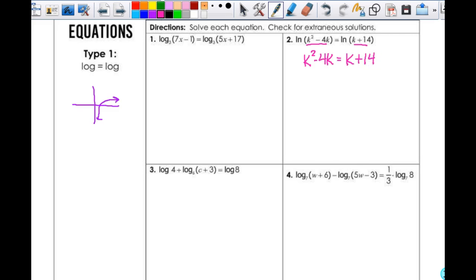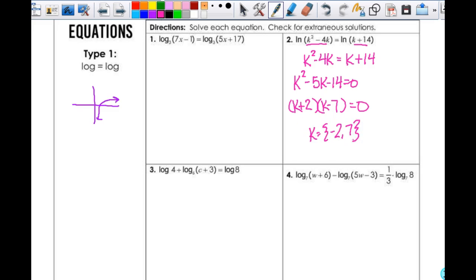Okay, so then now we're done with the log rules. The rest is algebra. This is what kind of equation? Quadratic. So we set it equal to 0. K squared minus 5k minus 14 equals 0. Then we factor that, and we get k plus what? 2 and minus 7. Okay, we all agree with that? That means k is equal to negative 2 and 7. So then we check them.